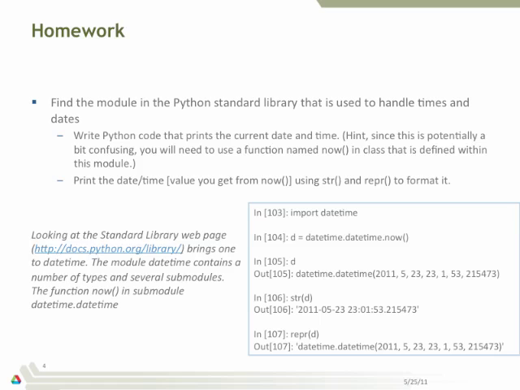Finding the modules in the Python standard library that handles dates and times, I gave you a little bit of a hint since I find this thing a little bit confusing. The function is actually named now. So what do we do? We look up the standard library web page, which is here, and it brings you to datetime if you look through it a little bit. And datetime contains a number of different data types, and it contains several modules.